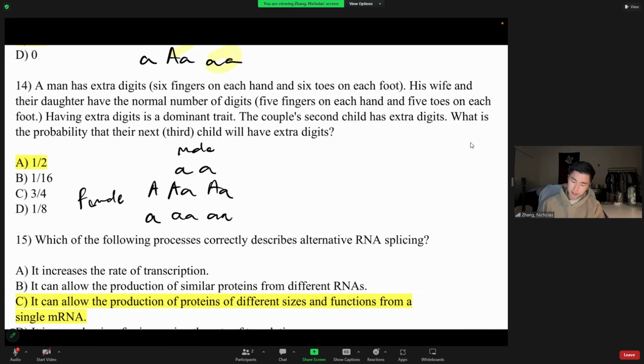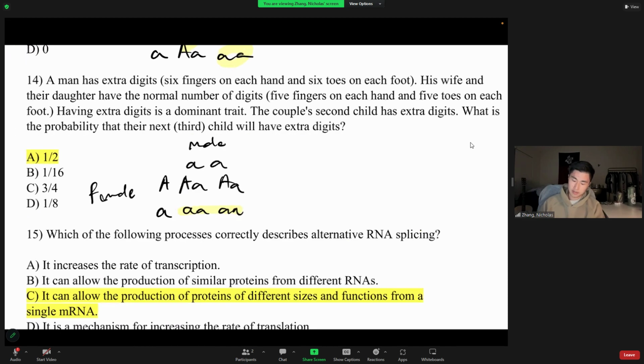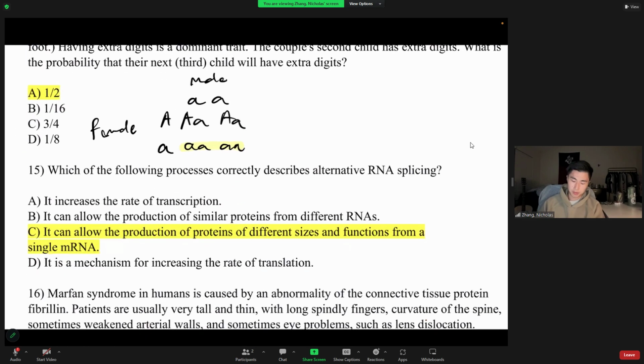What is the probability that the third child will have extra digits? Well, it doesn't matter if it's third, fourth, fifth, whatever. All of these events are independent of each other in the scope of this class. So the probability from this test cross that a child will have extra digits is just 2 out of 4, which is 50%, or 1/2.